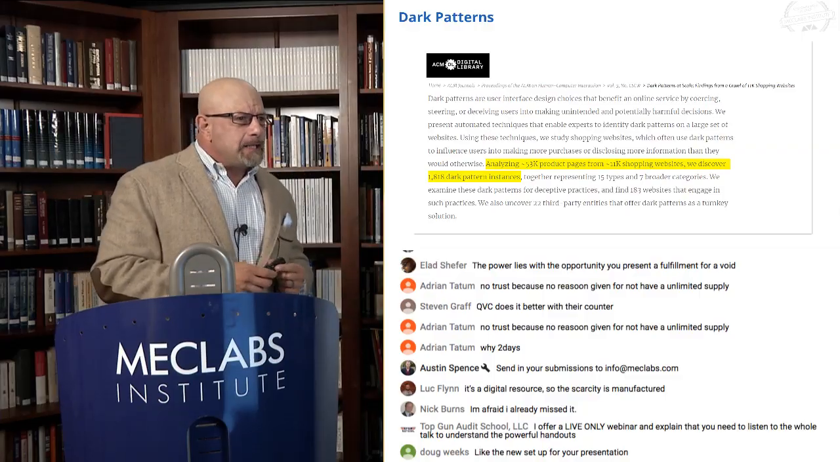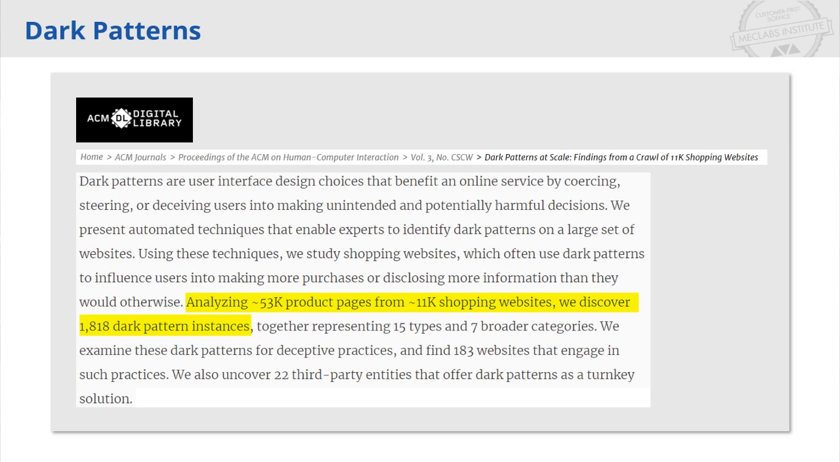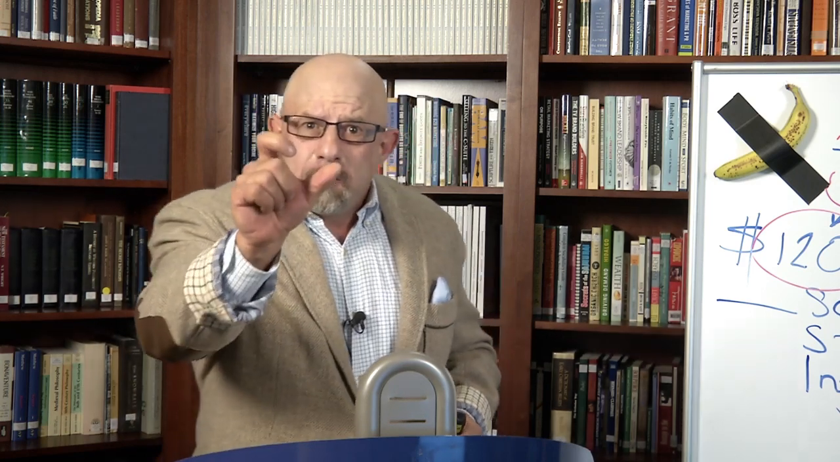And we see this every day. Look at what I have highlighted in yellow. They analyzed 53,000 product pages, 11,000 shopping websites, and discovered over 1,800 what they call dark pattern instances. These are the situations where you've seen long copy and they use a JavaScript to change the date and tell you that you have to respond by a certain point. And then that date updates itself regularly. This is what happens when we make a claim.